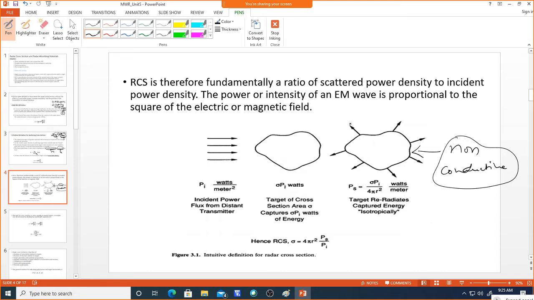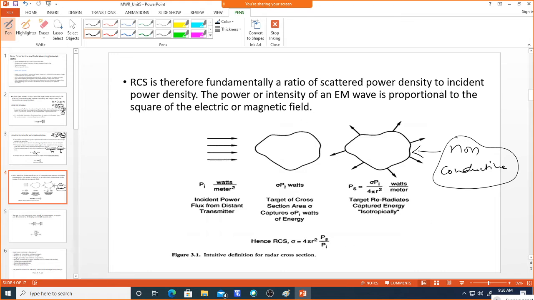So it will reflect in all directions, and also it will absorb. Whatever the redirected energy is, based on that the sigma, that is the radar cross section, will be calculated, based on the equation that we have seen. This RCS is fundamentally the ratio of the scattered power divided by the incident power. So based on these power levels, we get the RCS.